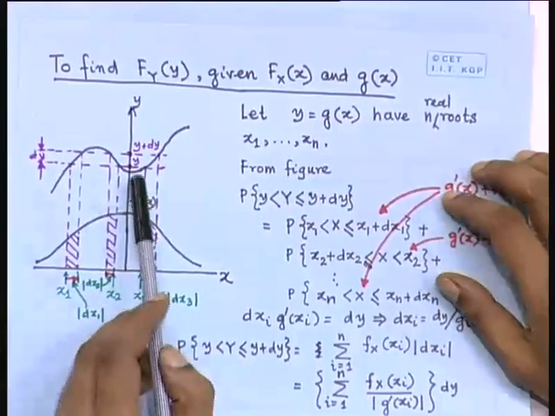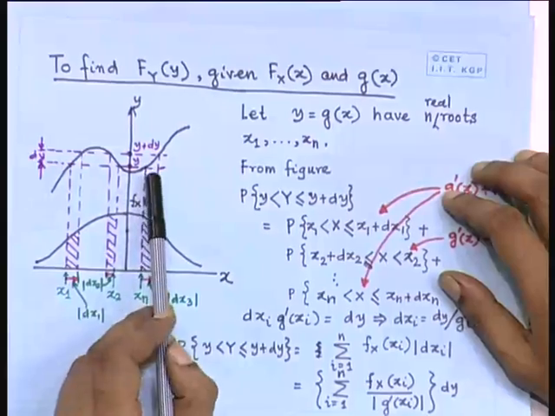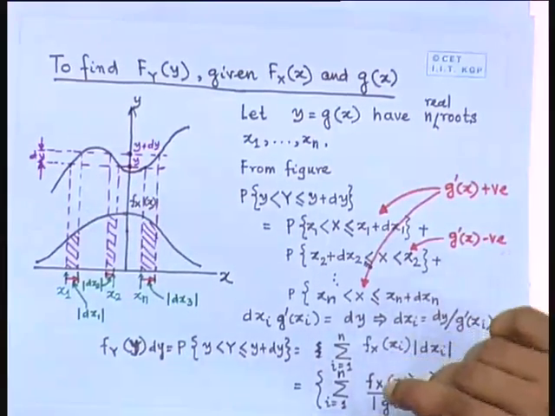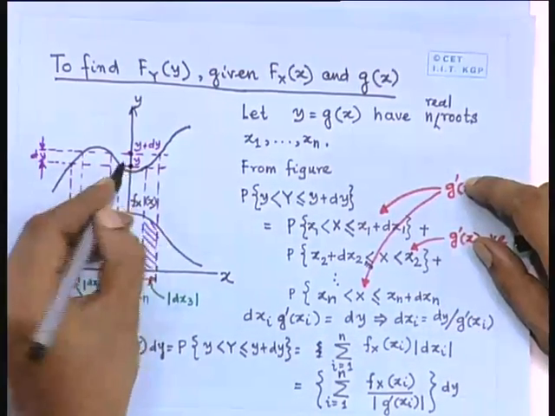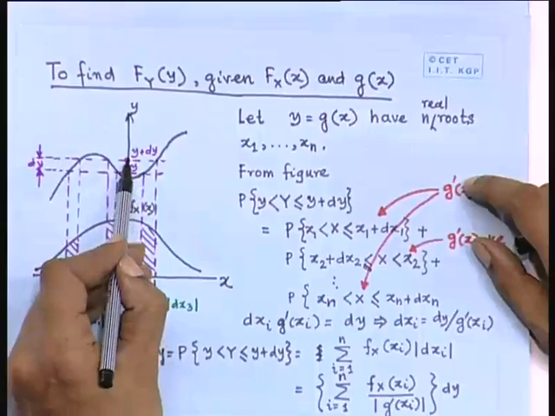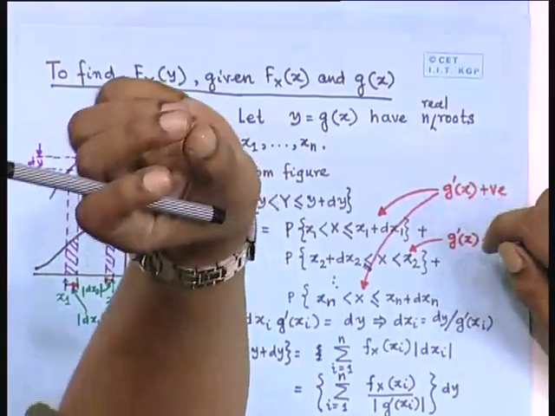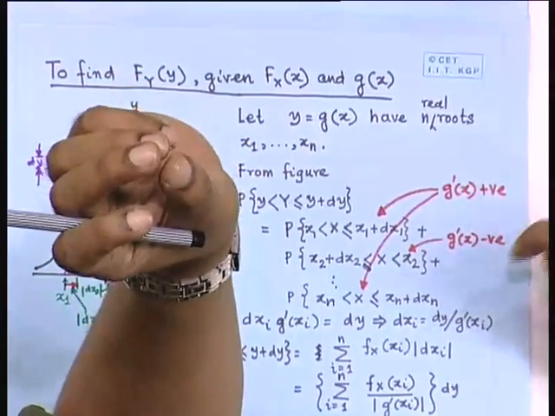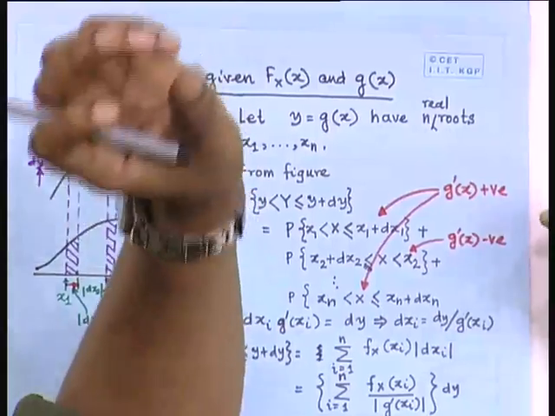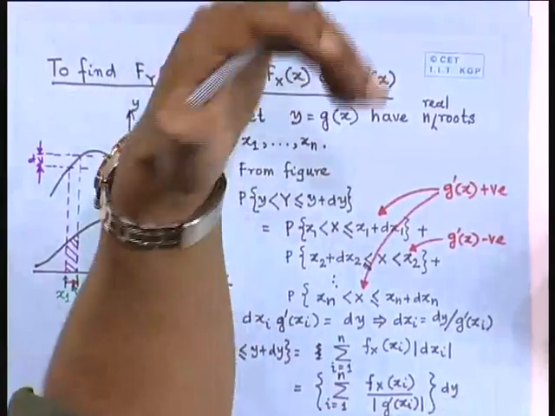First of all, note that for any given value of y, suppose this is y and this is y plus dy, we have to find out what is the density function. We have to find out the probability that y lies between y and y plus dy, and then divide that by dy. That is going to give me the density function. It is the derivative of the distribution function.